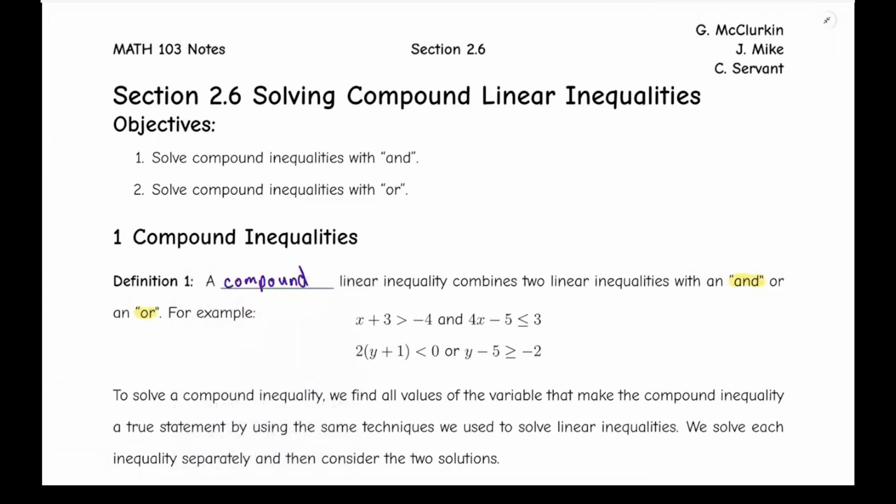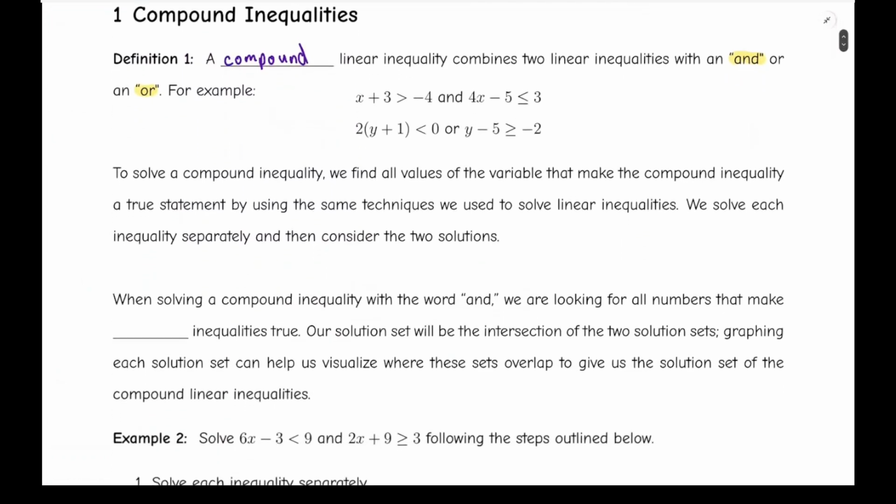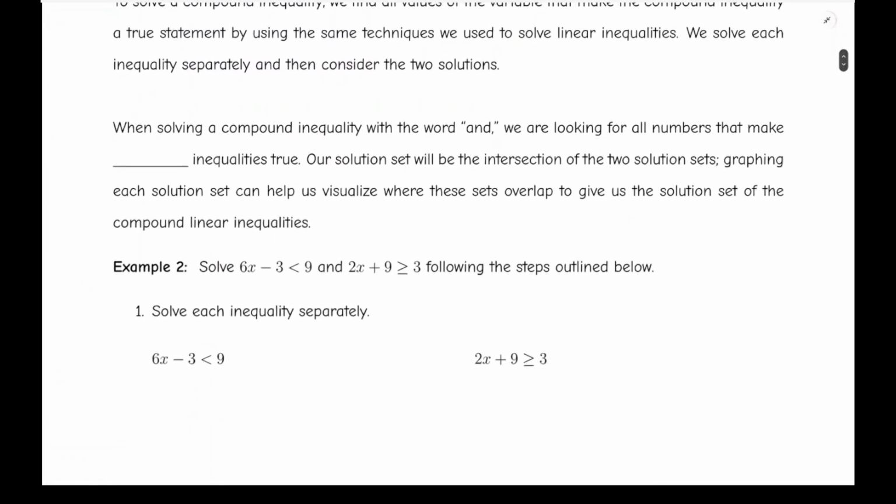For example, x plus 3 is greater than negative 4 and 4x minus 5 is less than or equal to 3. Next example, 2 times the quantity y plus 1 less than 0, or y minus 5 greater than or equal to 2. To solve a compound inequality, we find all values of the variable that make the compound inequality a true statement by using the same techniques we use to solve linear inequalities. We solve each inequality separately and then consider the two solutions.